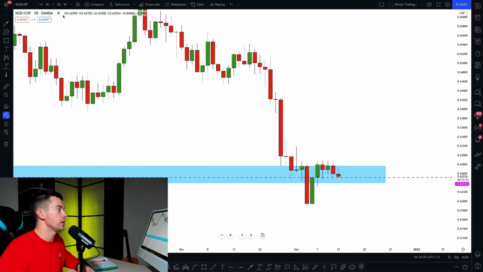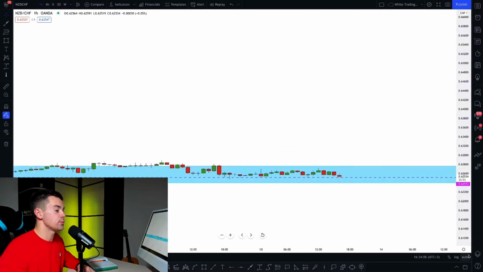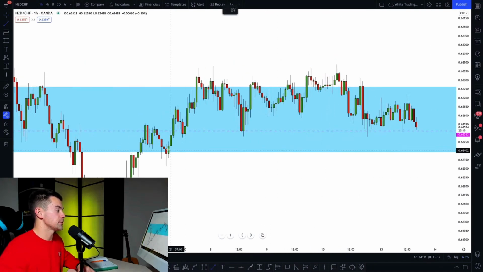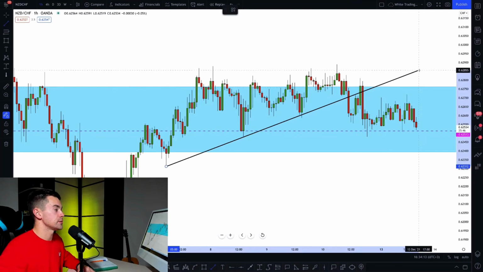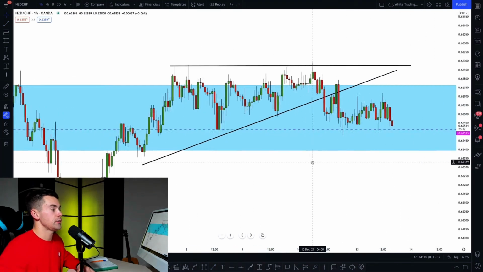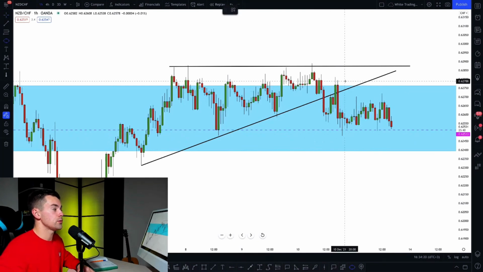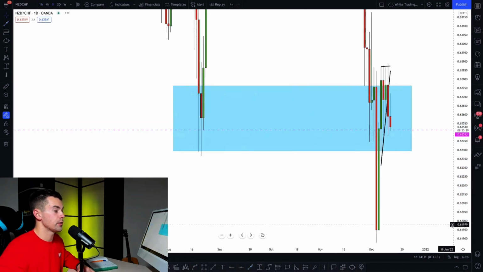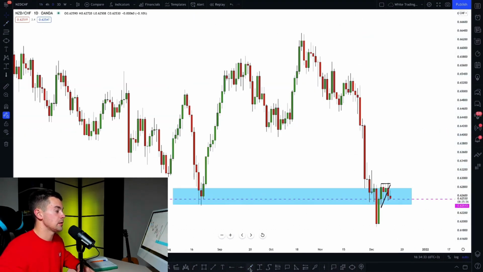We are coiling nicely right here, and look what I spotted on hourly time frame. On hourly time frame, you can see that once this level was retested, we formed this triangle, and this triangle was broken to the downside. Yes, we got the breakout of its support to the downside, and it looks like right now the pair can easily go lower. Yes, because of this structure breakout on a daily, the pair can go much lower.